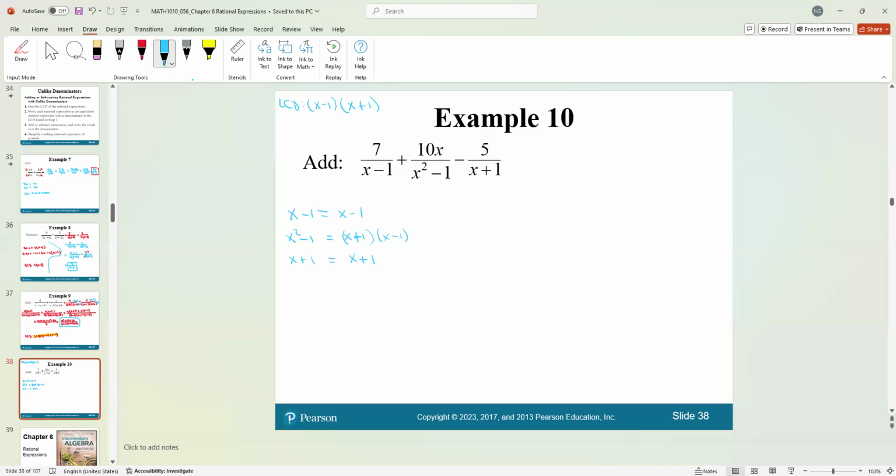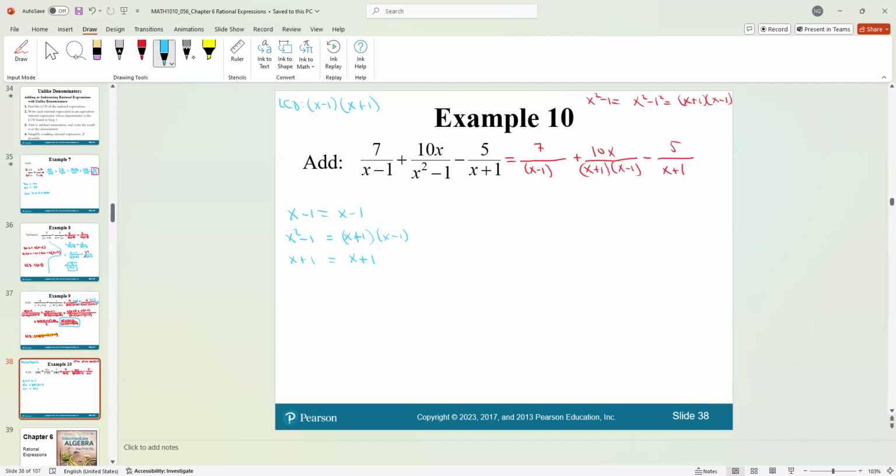So all we have to do is make sure, because this term right here is 7 over x minus 1 plus 10x over x plus 1 times x minus 1. Remember, we said x squared minus 1 is the same thing as x plus 1 times x minus 1. Okay? Properties. Minus 5 over x plus 1.